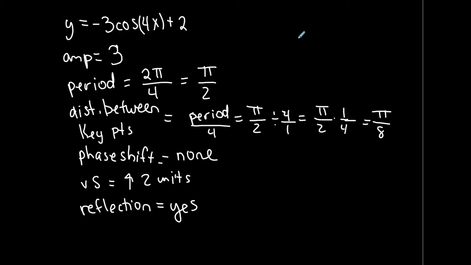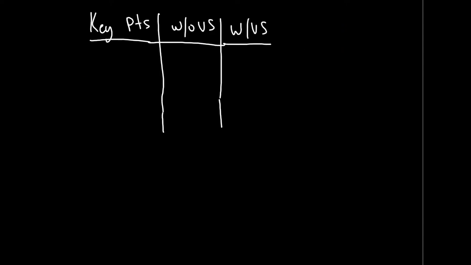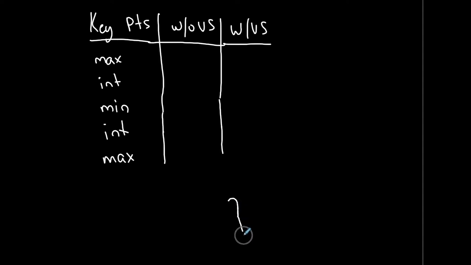And if you remember, a cosine function looks like a U, right, where this is the center of the curve. So it's going to go high, mid, low, mid, high. So the key points for a cosine function go from maximum to intercept to minimum to intercept, back to maximum to create that U shape. Those are the key points. It goes max, intercept, min, intercept, max to create that cosine function.